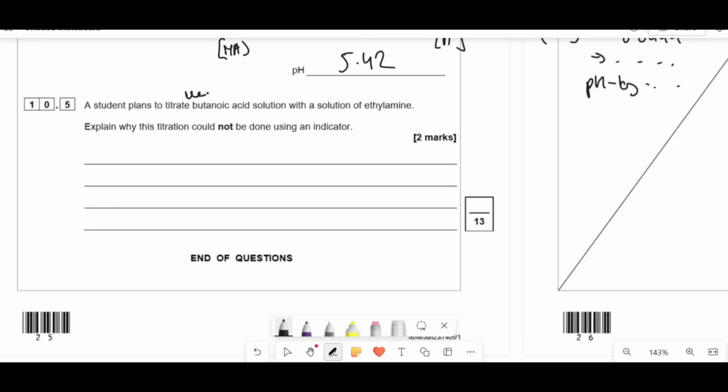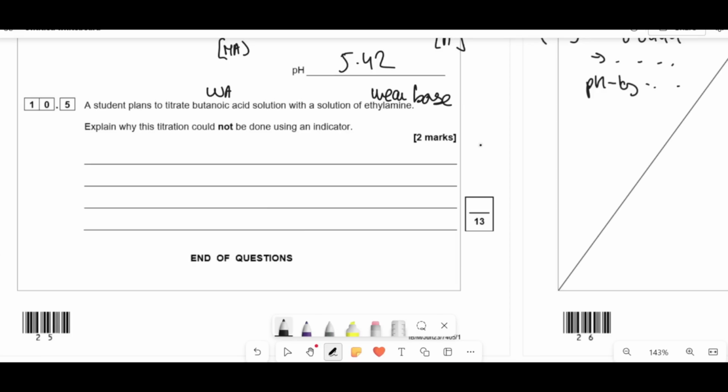So now it says a student plans to titrate butanoic acid. So what type of thing is that? That's a weak acid. So it's going to write weak acid here. And that's a solution of ethylamine. So what's that? Well, remember, acids will react with bases. So in that case, it's got to be a weak base. So it says here, why can't you use an indicator?